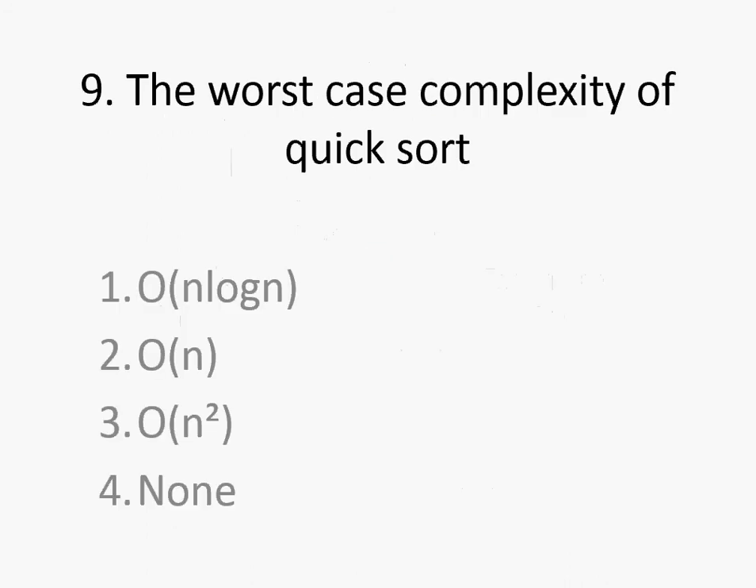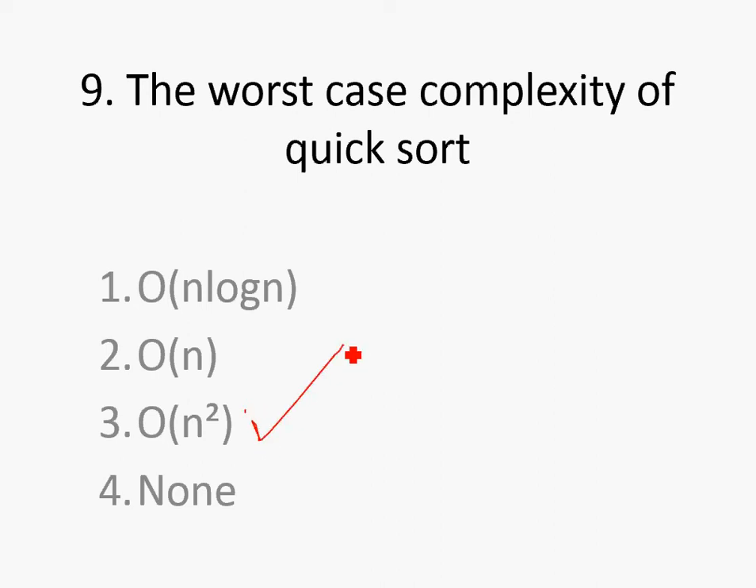Now next question is the worst case complexity of quicksort. So what is the worst case complexity of quicksort? What is complexity actually? Complexity is the time required to sort numbers. Suppose we had 3 or 4 numbers. So what is the worst case time we can use to sort those numbers? So in quicksort, that is big O n square. Option third one is here.